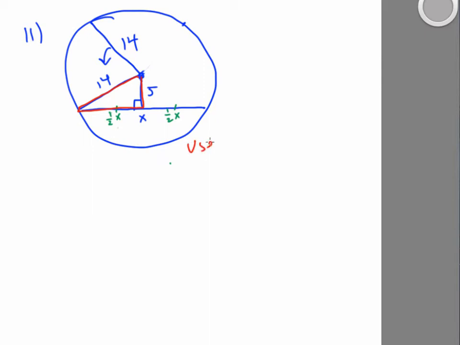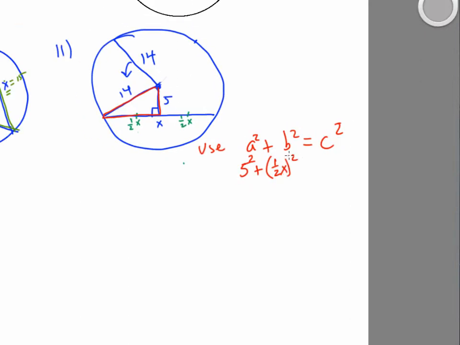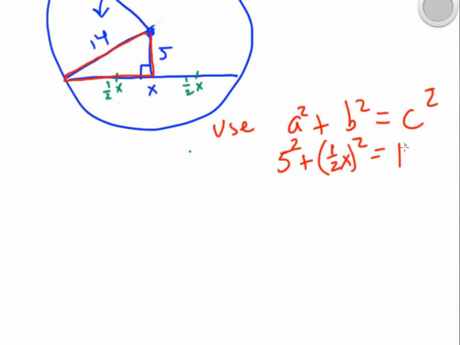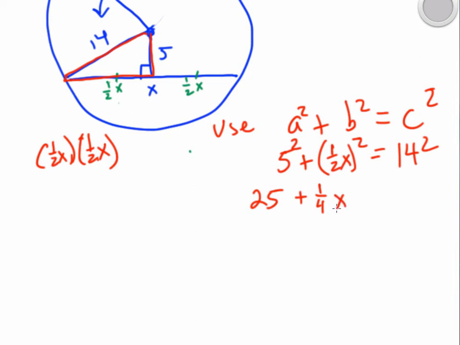We're going to use a squared plus b squared equals c squared. So 5 squared plus 1/2 x squared equals 14 squared. 5 squared is 25. Now, 1/2 x squared means 1/2 x times 1/2 x. What is 1/2 times 1/2? Half of a half. Like, if you have half a pie, half again, you have 1/4. 1 times 1 is 1, 2 times 2 is 4, x times x is x squared. Equals 14 squared, 14 times 14.